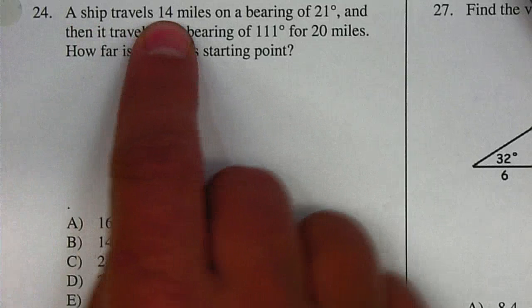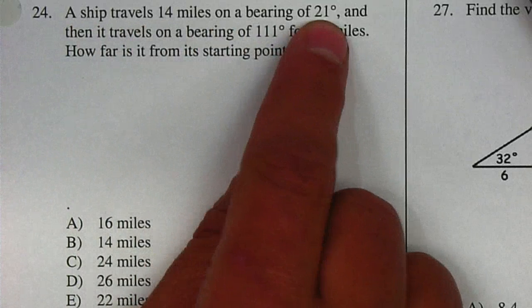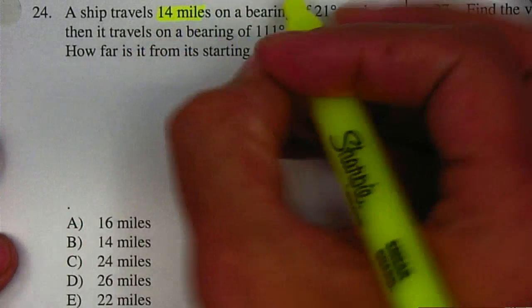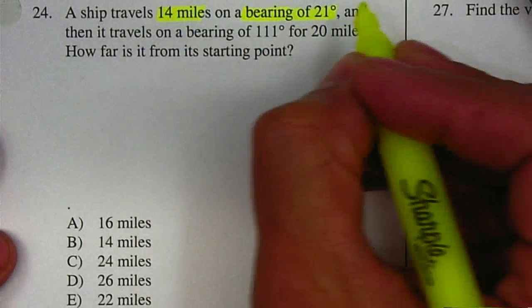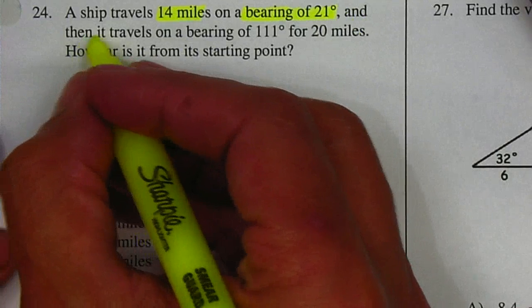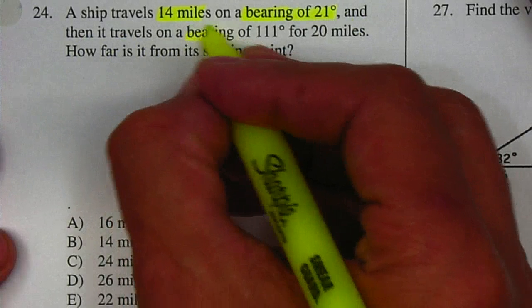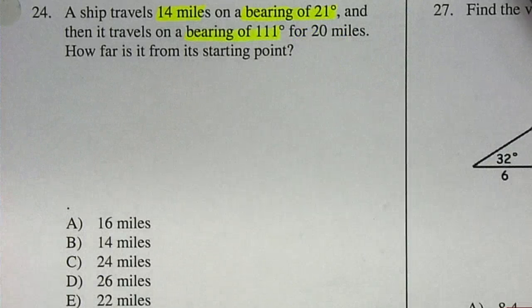A ship travels 14 miles on a bearing of 21 degrees. So you have a ship that travels 14 miles on a bearing of 21 degrees. And then it continues to travel on a bearing of 111 degrees for 20 miles. How far is it from the starting point?